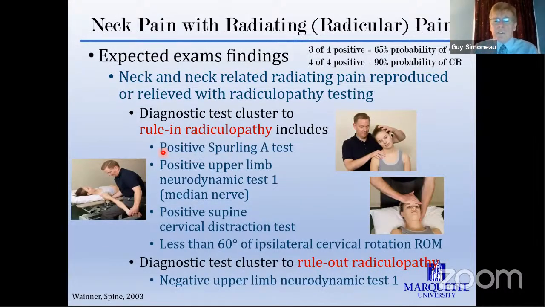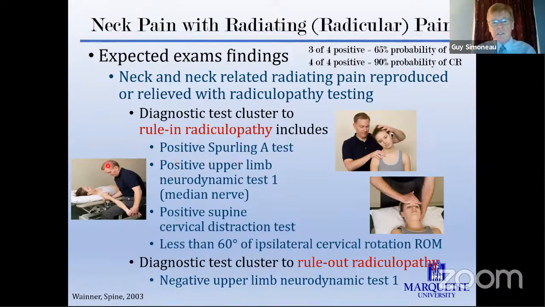So what is very nice with this radicular group is that we have a set of four tests that allow us to rule in or rule out the condition. So to rule in the condition, you would use tests like the positive Sperling A test, which is illustrated here. And a positive test would be reproduction or worsening of the symptoms, the signs and symptoms down the upper extremity.